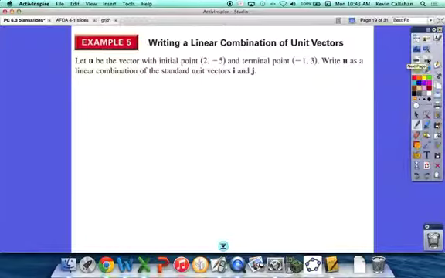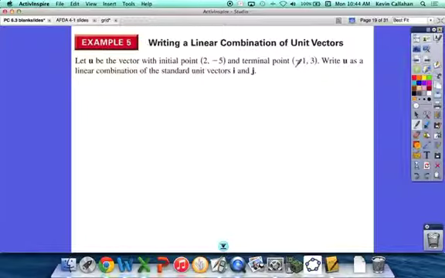So let u be the vector with an initial point of (2, -5) and a terminal point of (-1, 3). Write u as a linear combination of standard unit vectors. Now, what do you notice about this (2, -5)? Is that a component form of a vector? No, because it's parentheses, not the angle brackets, right? So definitely this is an initial point in the plane, and that is a terminal point in the plane.